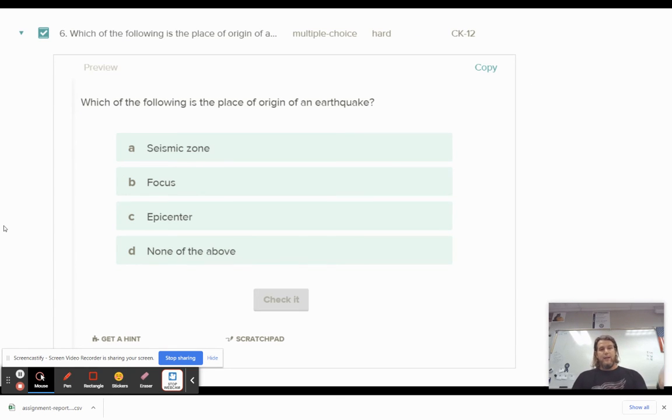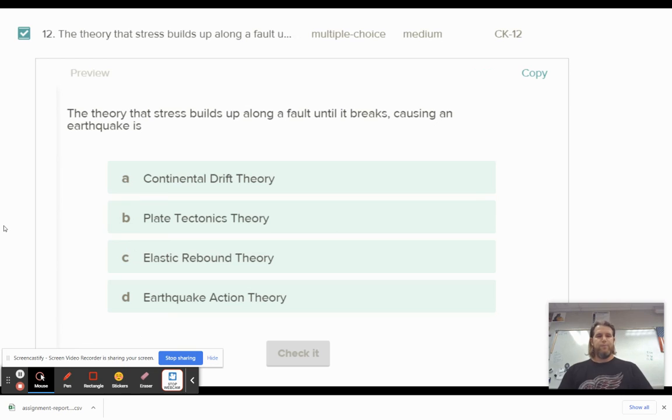And then, which of the following is the place of origin of an earthquake? Well, now we have a couple options here. So we know it's not seismic zone or none of the above. We talked about the focus and the epicenter and how they are both different. Now, this says the place of origin. So even though the epicenter is the area on the surface where they can say the earthquake took place, the actual origin of the earthquake would be directly down in what would be the focus. So the focus on this one is your answer. That's a little bit of a harder one. That's why I wanted to go over it.